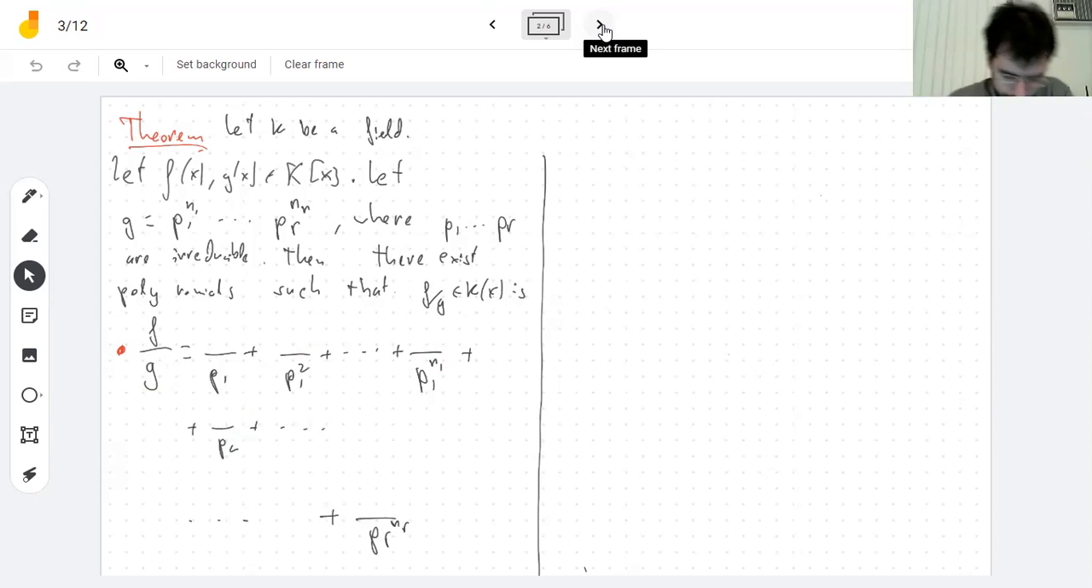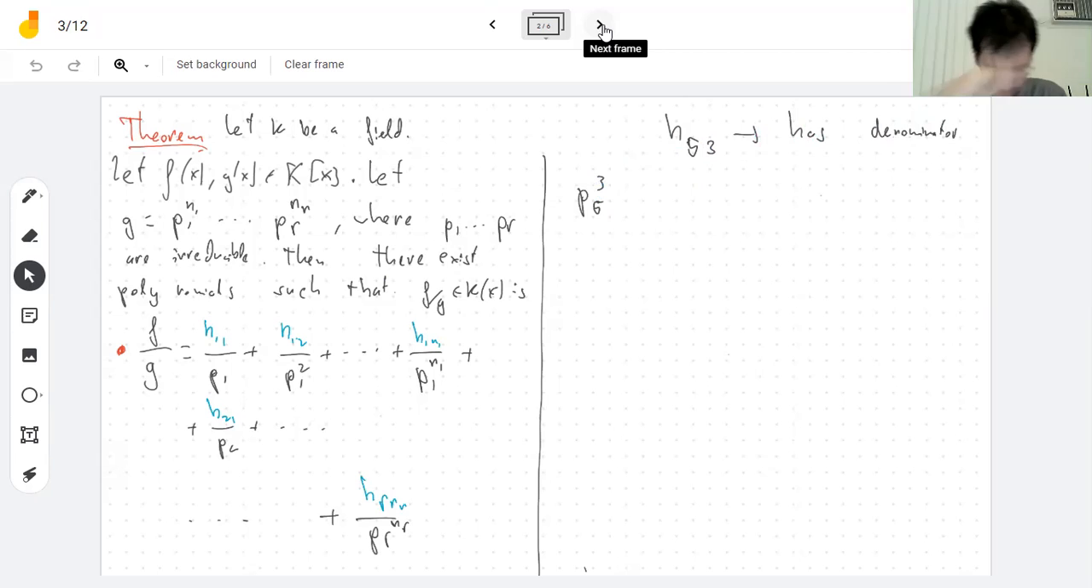And the numerators, let's do the unknowns in blue. So there's H11, H12, H1N1, H21, blah, blah, blah, HRNR. So if I write HIJ, I means the denominator is PI. So if I write H53, this appears with denominator P5 to the third. So the first number is what prime in this list I'm taking, and the second number is the exponent to which that prime appears. So there's a bunch of polynomials, and they need to have a bunch of polynomials and one more.